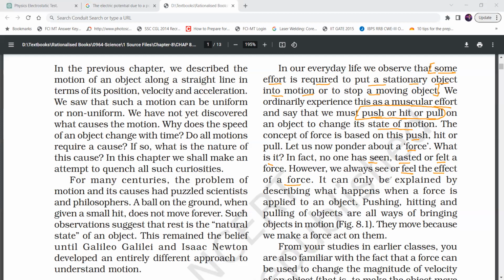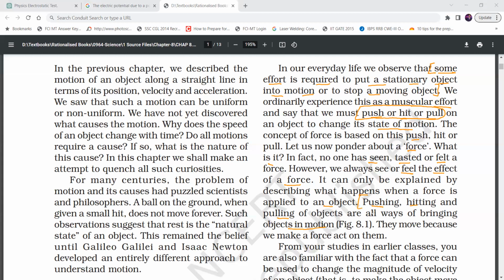We can only see the change, the force that brings into the state of motion. It can only be explained by describing what happens when a force is applied to an object. Pushing, hitting, pulling of objects are all ways of bringing objects in motion.